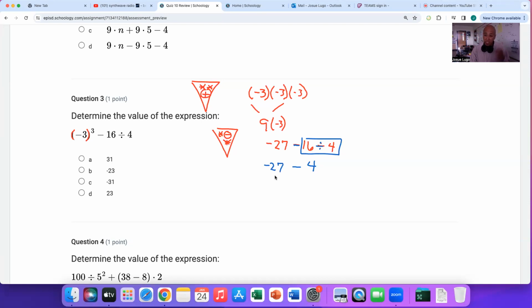Instead, we're going to change our perspective, not change the problem, but change our perspective from a subtraction perspective to an addition perspective by using the acronym KEEP, CHANGE, CHANGE. So I'm going to keep the negative 27, change the subtraction symbol to an addition symbol, and then change the 4 to a negative 4. All right, so again, I kept the negative 27, I changed the subtraction to addition and changed the 4 to a negative 4. So now we can clearly see that we are simply combining 27 negatives with 4 negatives.